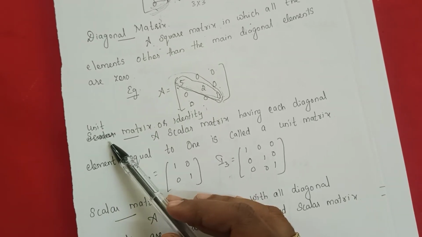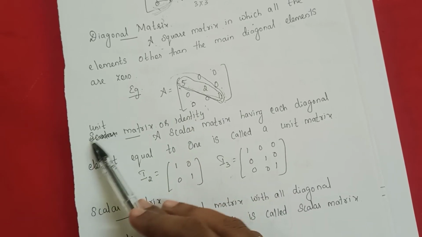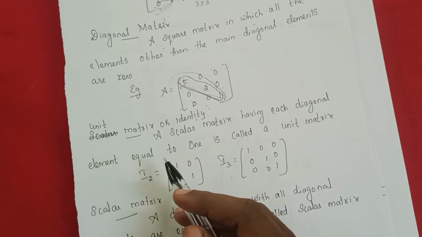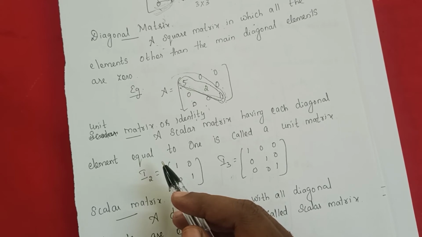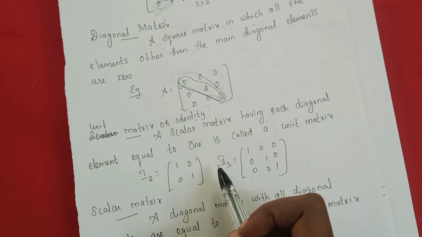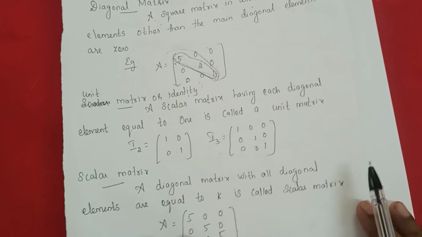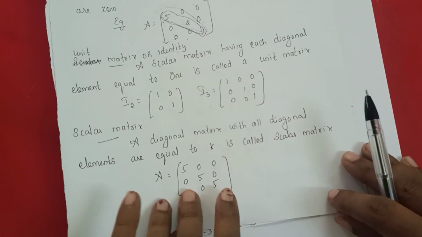Next, unit matrix or identity matrix. What do you mean by unit? Unit means 1. So unit matrix or identity matrix. The meaning is a scalar matrix having each element. So first you need to know what you mean by scalar matrix.